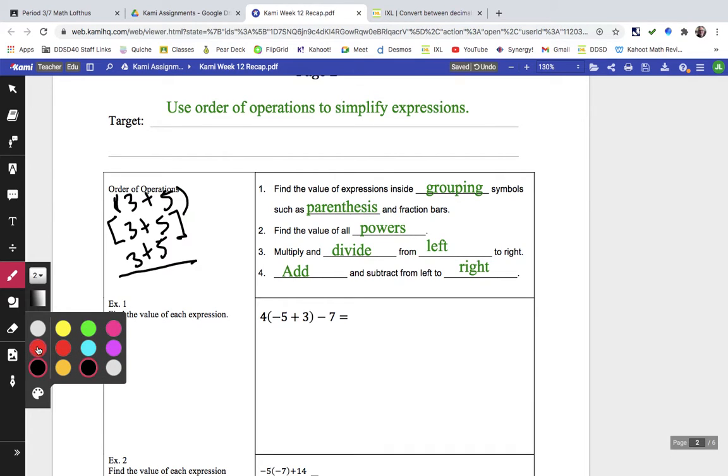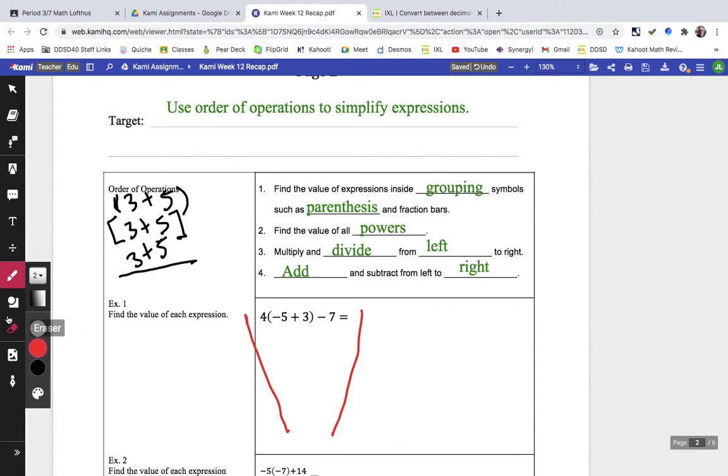And what we want to see on your paper is kind of a funnel. So first thing we want to rewrite these as we work on them. So let's go back to black here. We're going to do this part first. So negative 5 combined with 3 is negative 2. So this is 4 times a negative 2 minus 7.